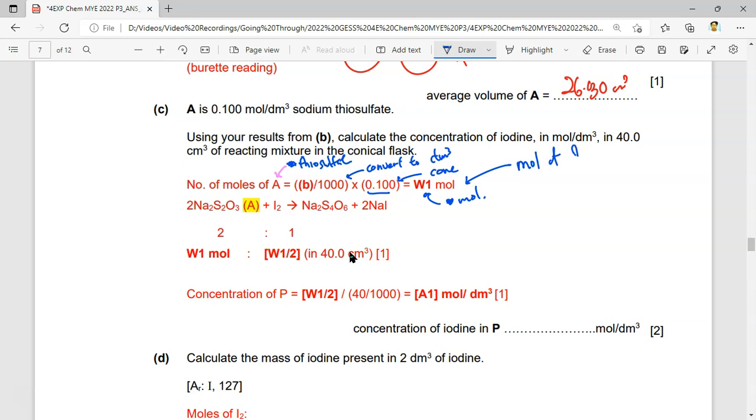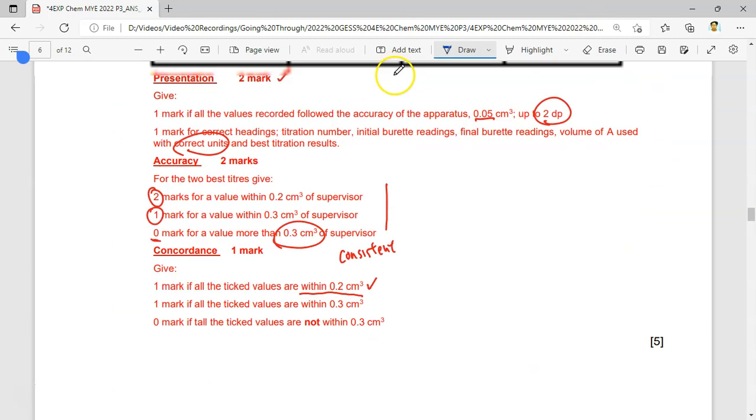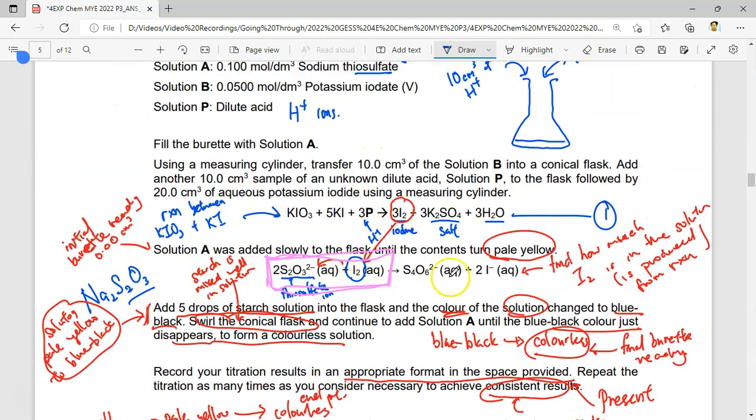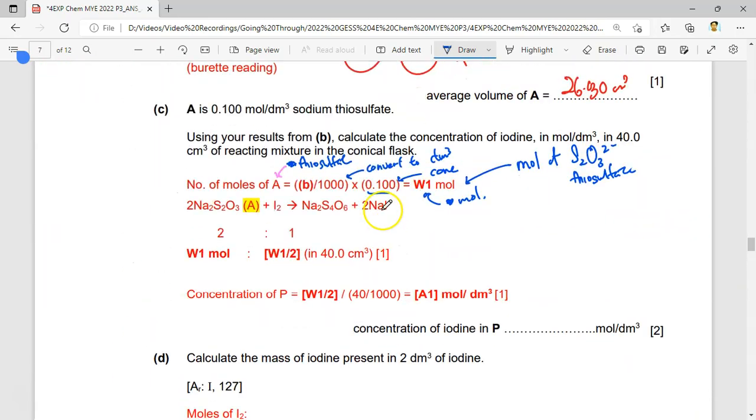I'm just going to write S2O3 2 minus. So this is thiosulfate. Based on the equation, actually you don't really need to write the sodium in. You can just use the equation that's in your paper over here. So you know that your S2O3 2 minus reacting with your I2 is going to give me S4O6 2 minus plus I minus, 2 of them.